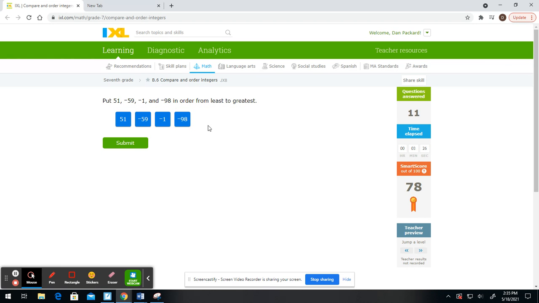Okay, again, least to greatest. Start with our biggest negative, which is -98, then -59, then -1, and then 51. Right, and remember, you only have to get up to 80, so that's up to 82 there.